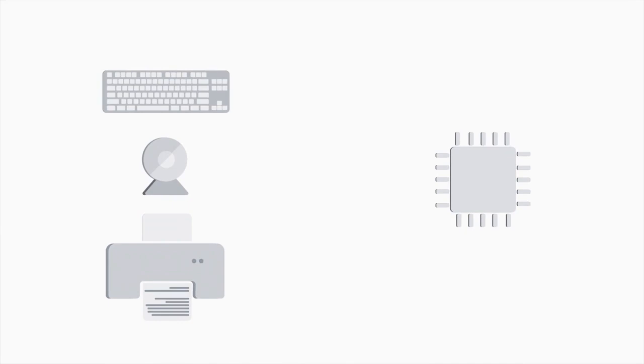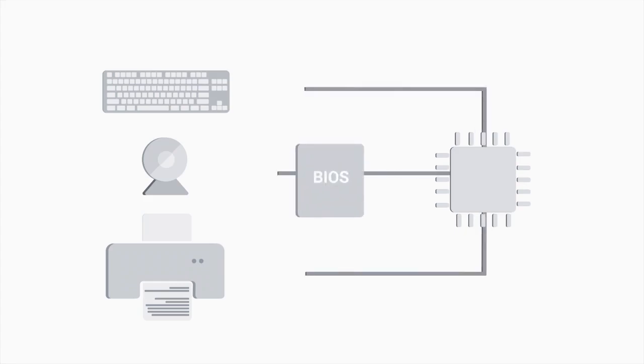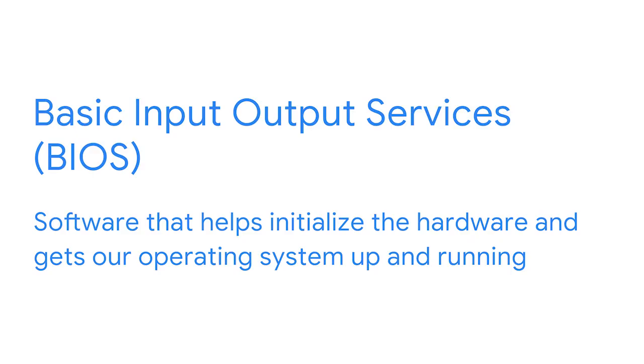The drivers contain the instructions our CPU needs to understand external devices like keyboards, webcams, and printers. Our CPU doesn't know that there is a device that it can talk to, so it has to connect to something called the BIOS, or Basic Input-Output Services. The BIOS is software that helps initialize the hardware in our computer and gets our operating system up and running.